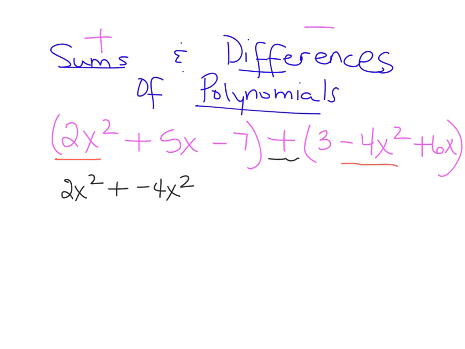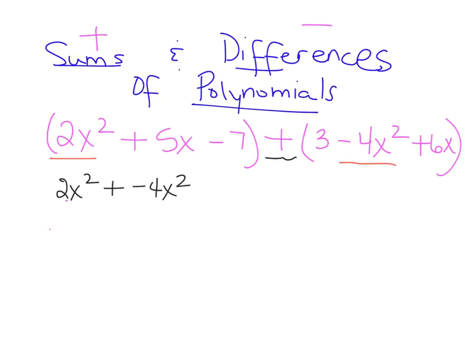x squared plus x squared is not x to the fourth. And it's not 2 plus negative 4 is negative 2 and the x squared cancels out. This is like saying, what is 5 apples plus 4 apples? 9 apples. I just take the numbers in front and add them together. So if I take 2 and add negative 4, 2 plus negative 4 is negative 2, and then I just put the x squared on my answer. So 2x squared plus negative 4x squared is negative 2x squared.